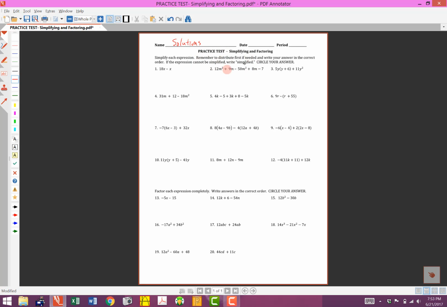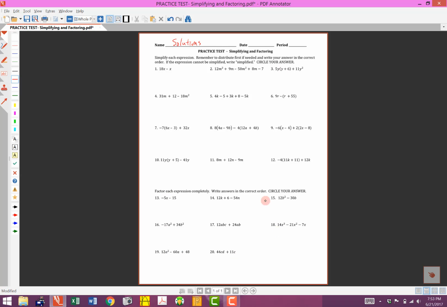We've got the top section that says simplify each expression. Remember to distribute first if needed and write your answer in the correct order. That writing in correct order is going to be important. If the expression cannot be simplified, just write simplify and circle your answer. Again, it's always appreciated if you circle your answer. It's a lot easier to find.